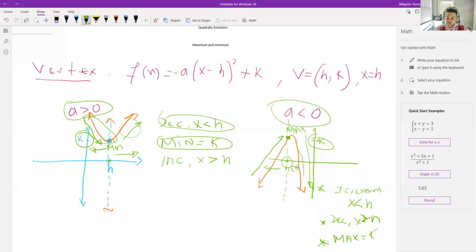So here's a problem. We're going to do this example, right? Let's do this example together. F of x equals -2 times (x minus 4) plus 3. All right, let's do this one together.